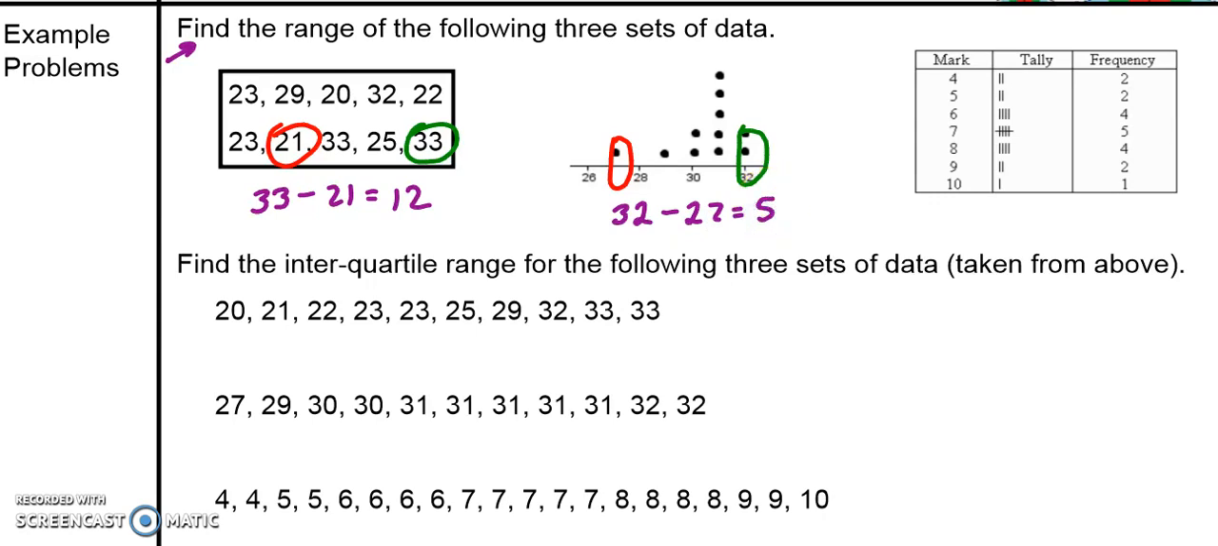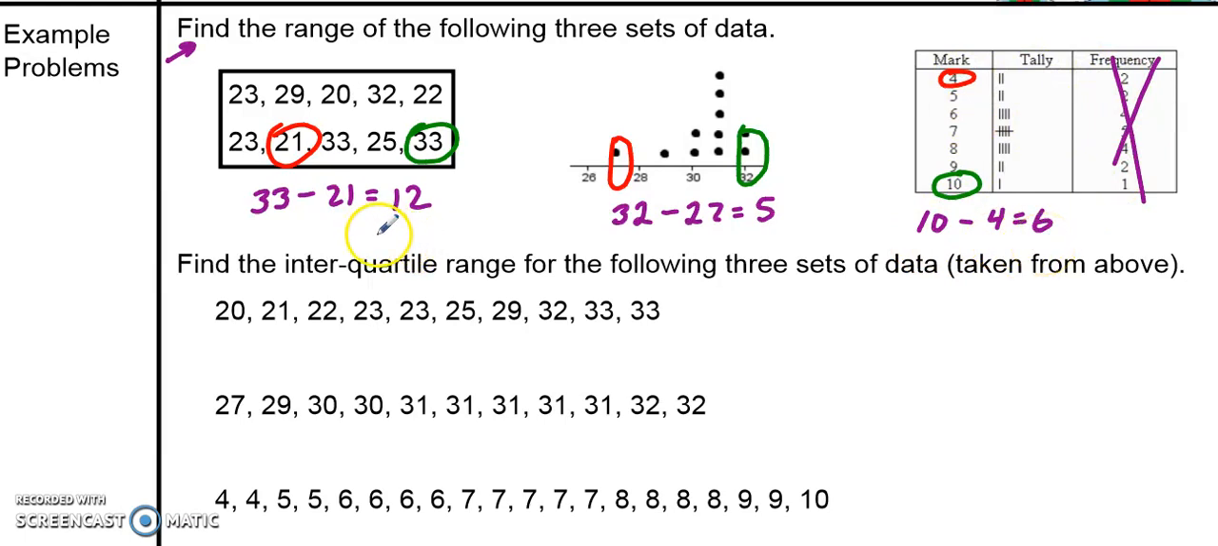So what about the third example, that frequency table? Well, in a frequency table, it's not so bad either. If we look here, in green, I've got the maximum value, which is 10, and the minimum value, which is 4. So 10 minus 4 gives us a range of 6. Remember, since this is a frequency table, and we're only looking at the maximum and minimum values, we don't actually care about the frequency part of it, how often each of those marks occurred. We only care about the highest and lowest value, 10 minus 4, to get a range of 6.